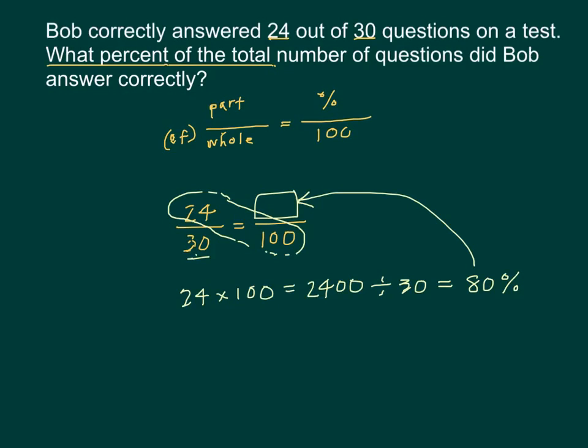So that is just one example of how I could use a proportion to find the percent if I'm given the part and the whole. If I was missing one of the other pieces, if I needed to find the part and I was given the percent and the whole, I could basically do the same thing. Or if I was given the part and the percent and I needed to find the whole, I could do that as well. But we will look at those in other examples.